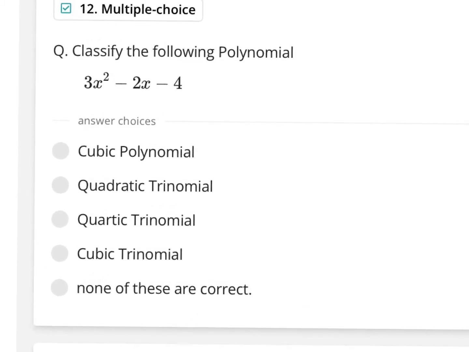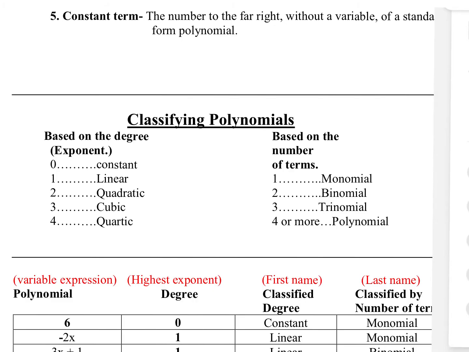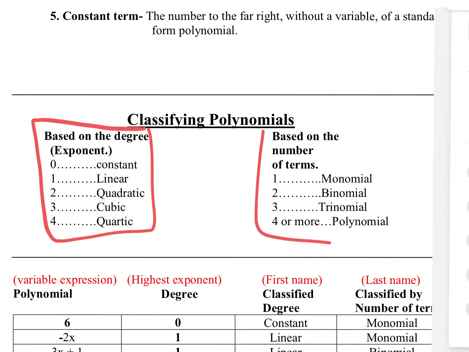So in order to know how to classify, you got to go to your notes. And that was from this page, classifying polynomials. Let me zoom in. We need to remember that when you classify a polynomial, the first name is based on the degree, the highest exponent, and the last name is based on the number of terms, right? So if you do have a fourth degree polynomial, the first name is quartic. If you have a third degree polynomial, cubic, second degree, quadratic, so on and so on.